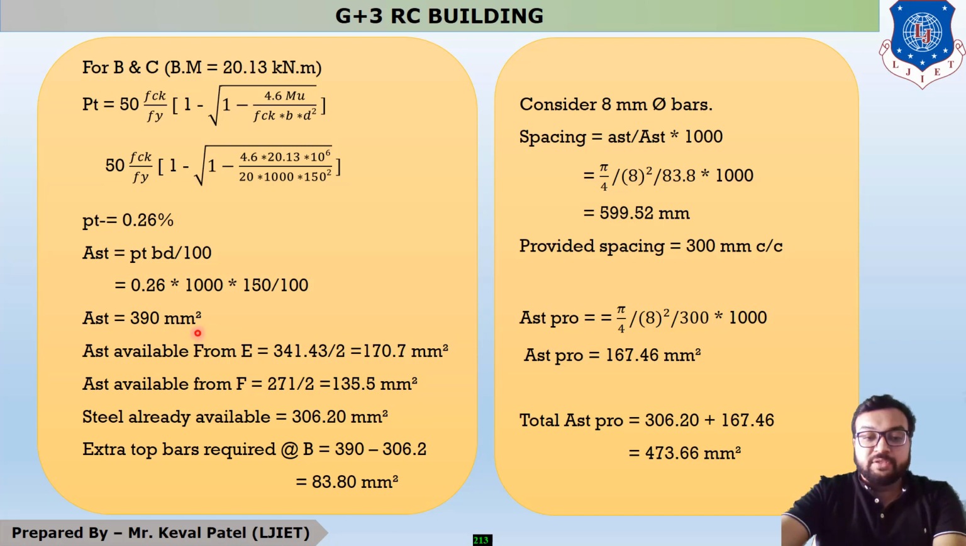This calculation remains the same. Now the most important change is if this is your support, this is your B point, this is your E point, and this is your F point.